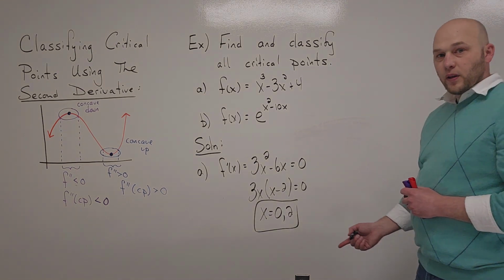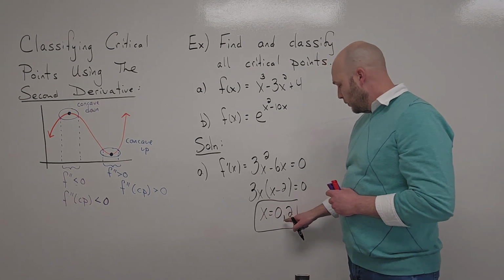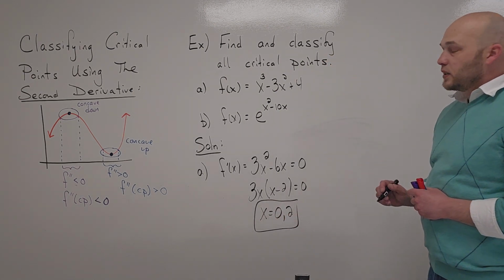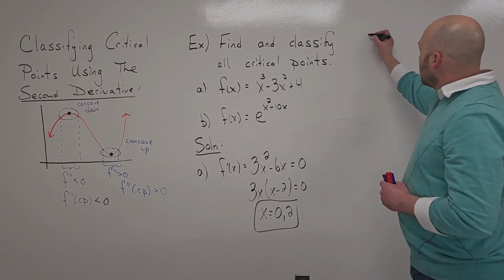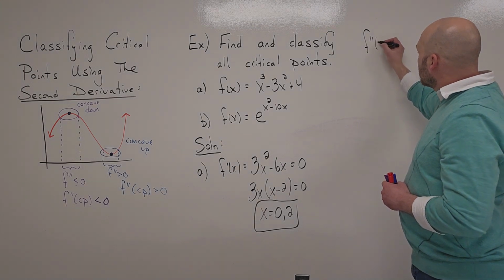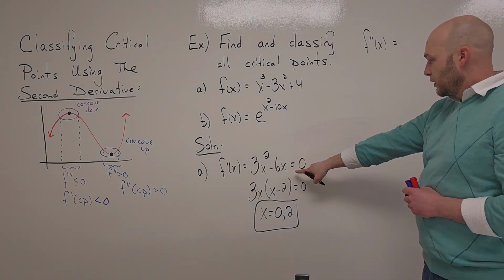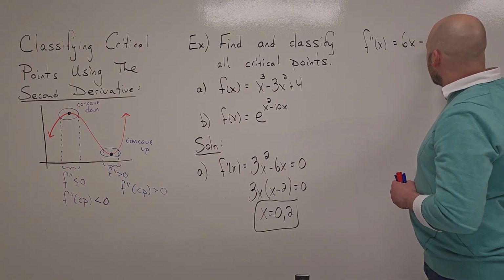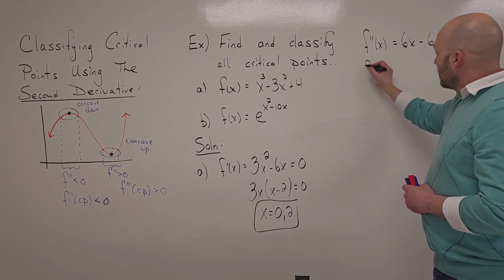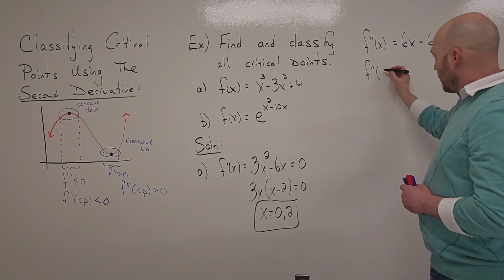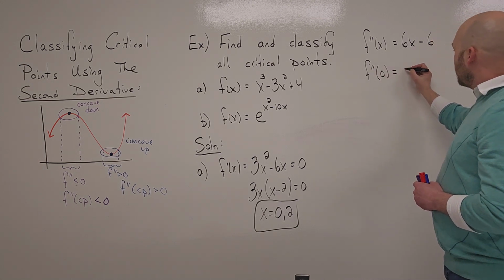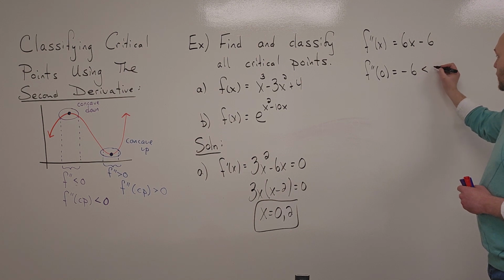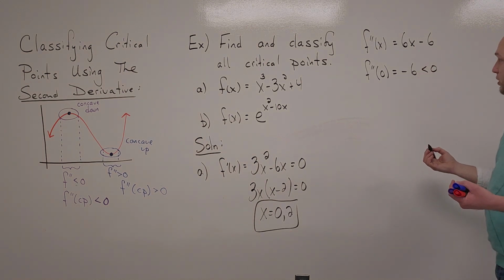So to classify those, we have to plug these values in. We have to evaluate these using the second derivative. The second derivative in this case, so differentiating the first derivative would give me 6x minus 6. Substituting in the first critical point would give me negative 6, which again for emphasis is less than 0.